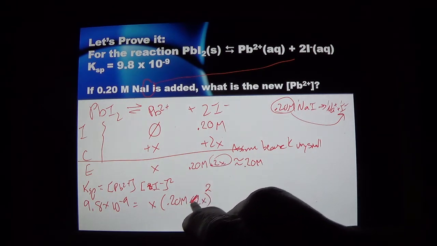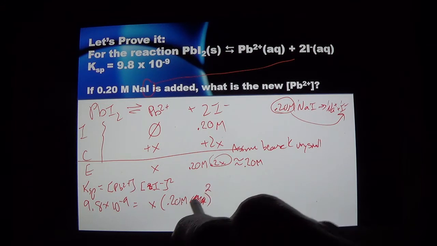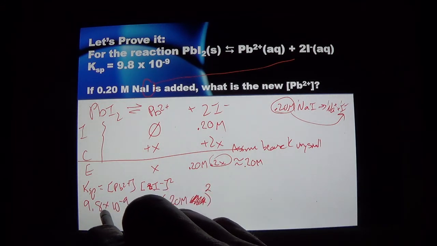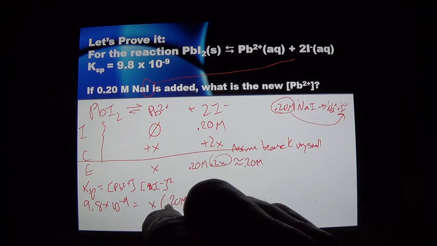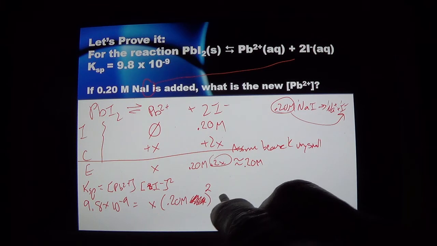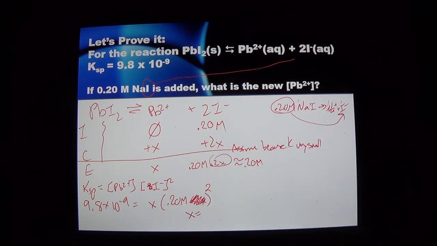So now I get that. Oh, doesn't that look a lot better all of a sudden? I don't even have an x now in that term. Check that out. I have 9.8 times 10 to the minus 9 equals 0.2 squared, so 0.04, times x. So now we're going to solve for x. Okay. So yay, calculator time, because we always have so much fun with calculator time, right?